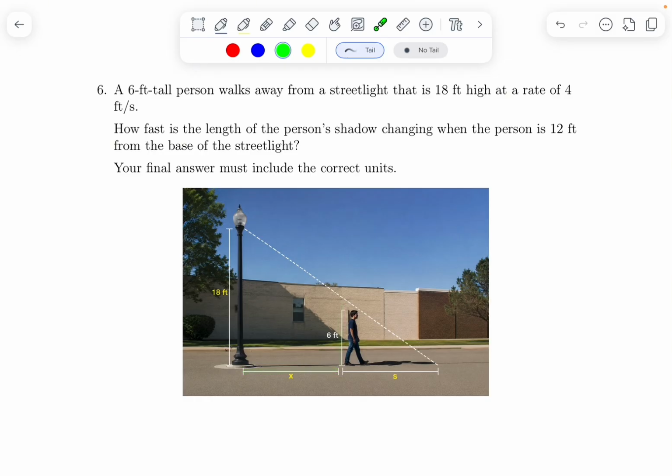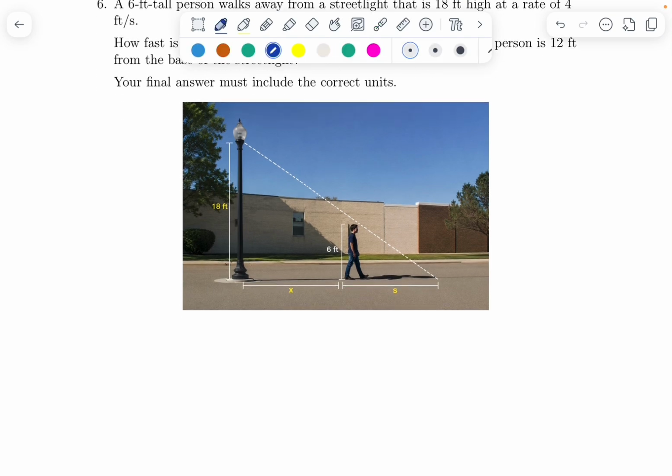Therefore, the distance between a street light and person is changing over time. Therefore, you can label this distance as x, because x is changing over time. We don't know exactly what the value for x is. And also, you can label s for the person's shadow, and as this person walks away from a street light, s is changing over time as well. So the picture would be like this. This is 6, this is 18, this is x, this is s.